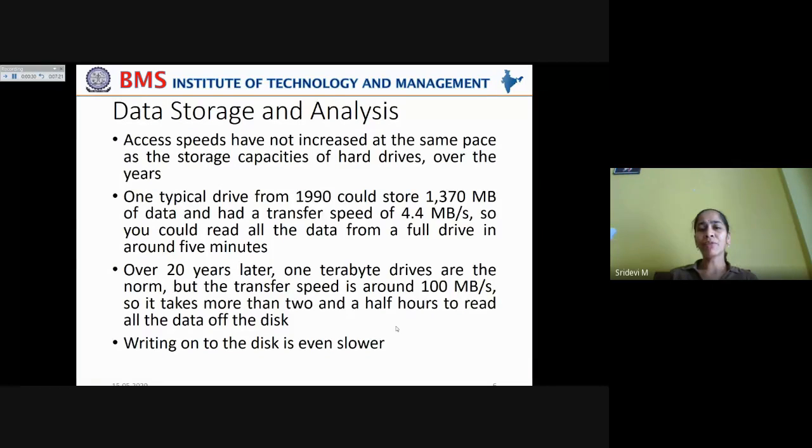One typical drive from 1990 could store up to 1,370 megabytes of data and had a transfer speed of 4.4 megabytes per second. So you could read all the data from a full drive in around 5 minutes.